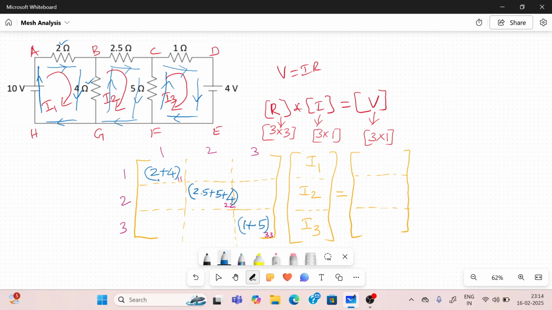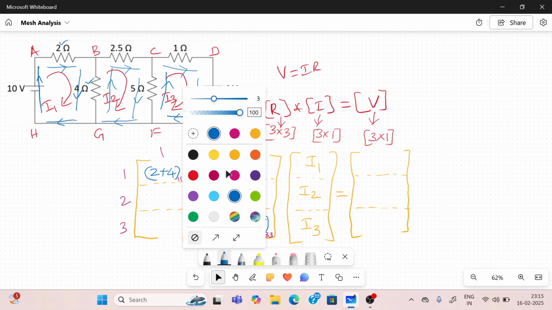1 plus 5. Okay. The diagonal elements are the sum of the resistances in the corresponding mesh. First diagonal for the first mesh, second diagonal for the second mesh, third diagonal for the third mesh. Yes. Next, going for the off diagonal, right?